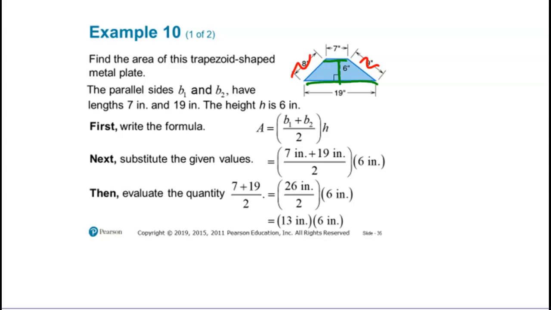Plugging in and substituting the values, B1 is 7 inches and B2 is 19 inches. We're going to divide those by 2, so 7 plus 19 is 26, divided by 2 is 13, and all of that times the height, which is 6, so 13 times 6 inches. In this case, we will go ahead and get our calculator out.